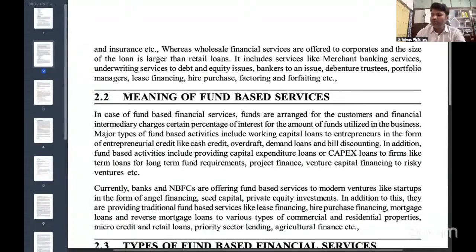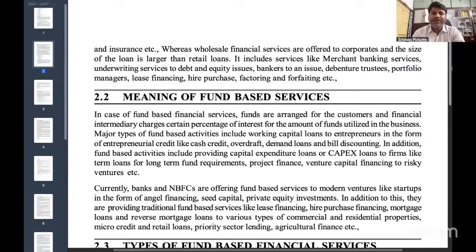Those who require the funds. So these financial institutions provide the facilities to the customers. Customers means what? Those who require the funds. So free of cost they are not going to provide. For providing and arranging these funds, they are going to charge a certain percentage to the customers also.